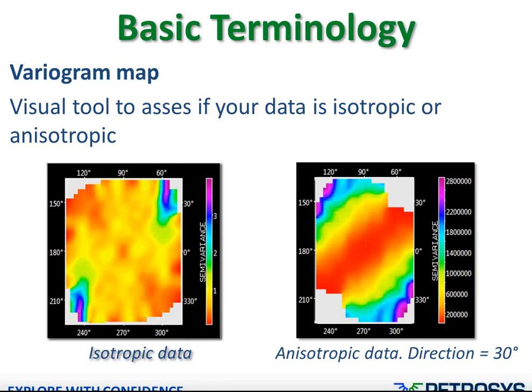To assess whether your data is isotropic or anisotropic in Petrosys, we have a tool called a variogram map, and that's a visual image of the semivariance of your data in all directions. The 2 examples that I'm showing you here: the one on the left is a variogram map that's been made from data which is isotropic, so you can see that there's no obvious trend. On the other hand, if we look at the right-hand variogram map, you can see that there's a strong directional trend at around 30 degrees. So this is indicating that this data is anisotropic and it trends in a 30-degree direction.